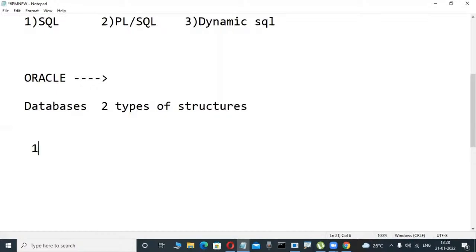Does anybody have an idea? Suppose you are taking Oracle, SQL Server, MySQL, or DB2, any relational database software you are installing in your system, two types of structures are there. One is logical structure.